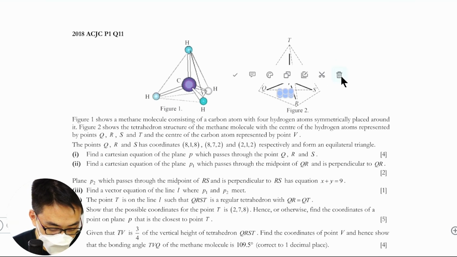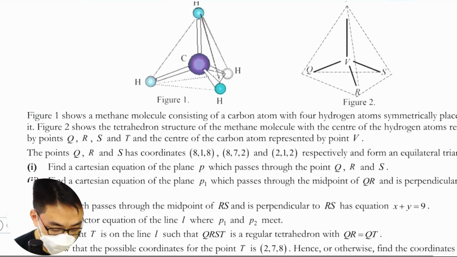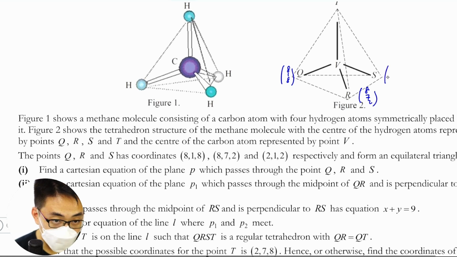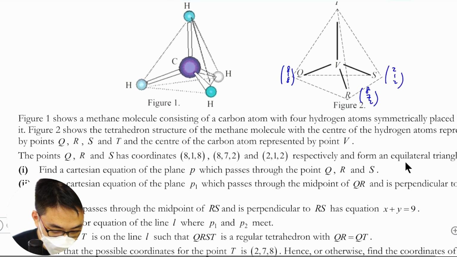As usual, this is good because Q, R, and S, the coordinates are given. So Q is (8, 1, 8), R is (8, 7, 2), and S is (2, 1, 2). Respectively they form an equilateral triangle. So this is the equilateral triangle, the base. Find the Cartesian equation of P which contains Q, R, S. I think that one is okay.